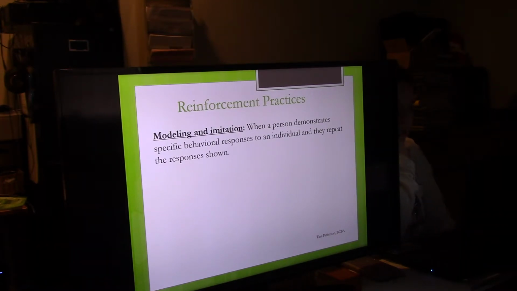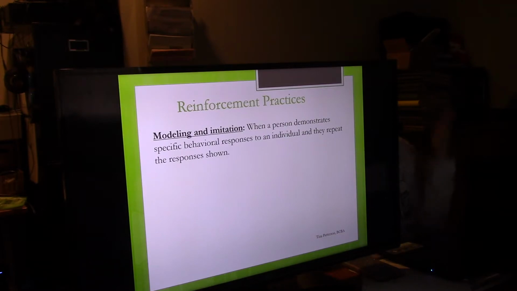Modeling and imitation. So when a person demonstrates specific behavioral responses to an individual and they repeat the responses shown. So I try and model how to block. I try to model how to present the materials for you guys to work on. It just takes practice. But once you see how it's done, then you can perform that action easier once you actually see it. It's easier to do when you see it rather than just hear it or read it.